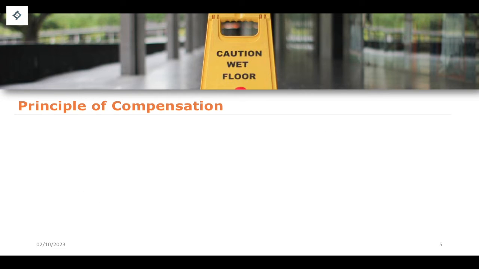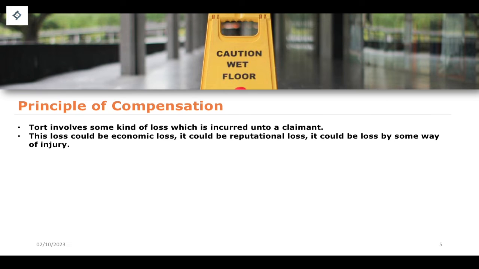And this is where we get the idea of compensation and the principle of compensation. So when we look at a successful claim in tort by a claimant, it involves some kind of loss which is incurred by the claimant. So, for example, if you have a negligence case, a personal injury case, the injured party, the person who is wronged in some way, is the claimant in this particular case. Now, this could be more than just personal injury.